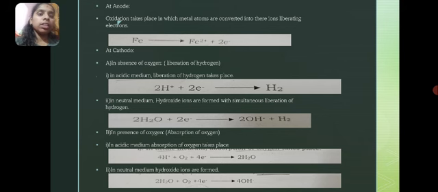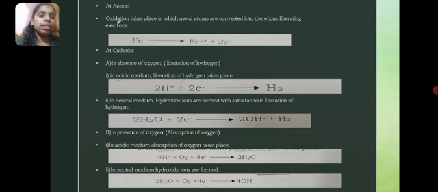At the cathode, in absence of oxygen, it is also known as liberation of hydrogen. First point, in acidic medium, liberation of hydrogen takes place: 2H+ plus 2e- gives H2. Second point, in neutral medium, hydroxide ions are formed with simultaneous liberation of hydrogen: 2H2O plus 2e- gives 2OH- plus H2.